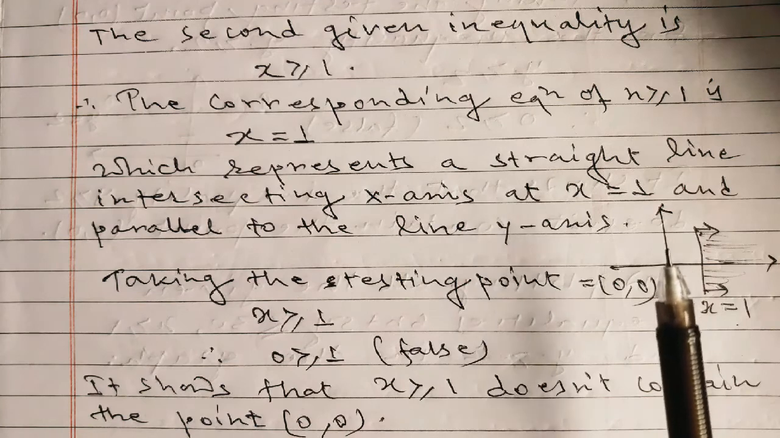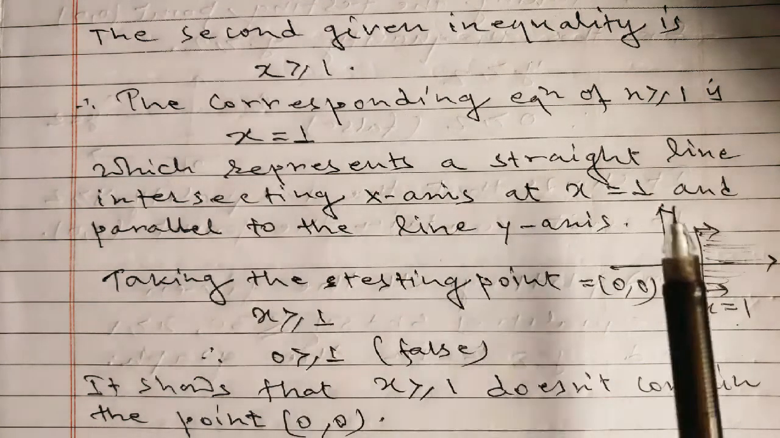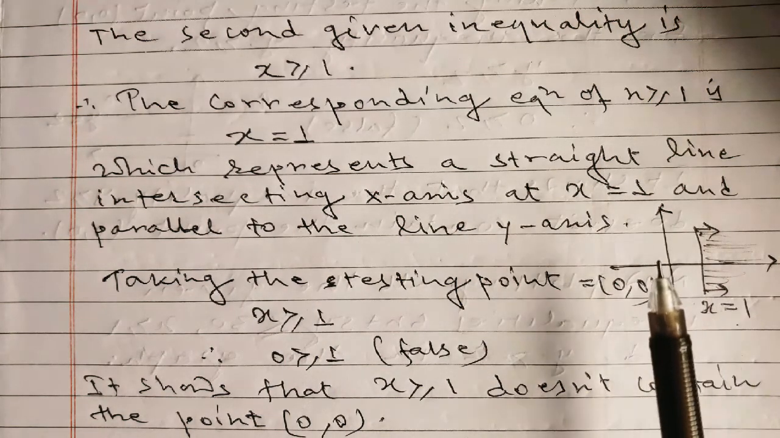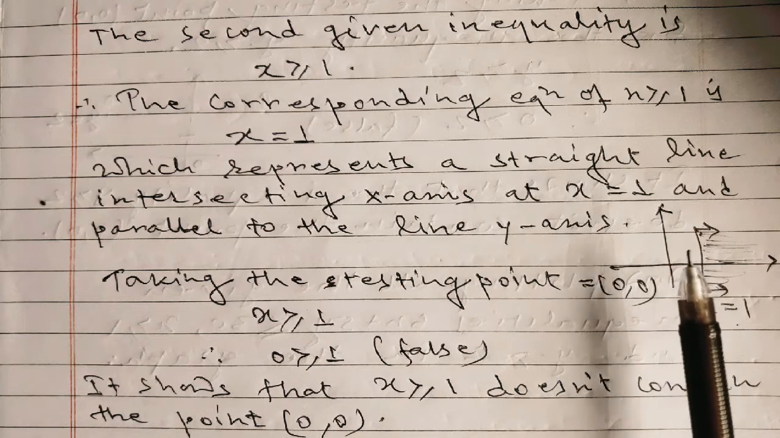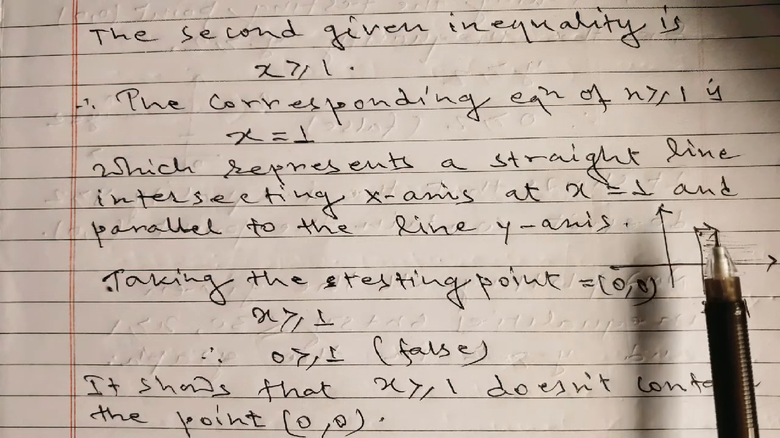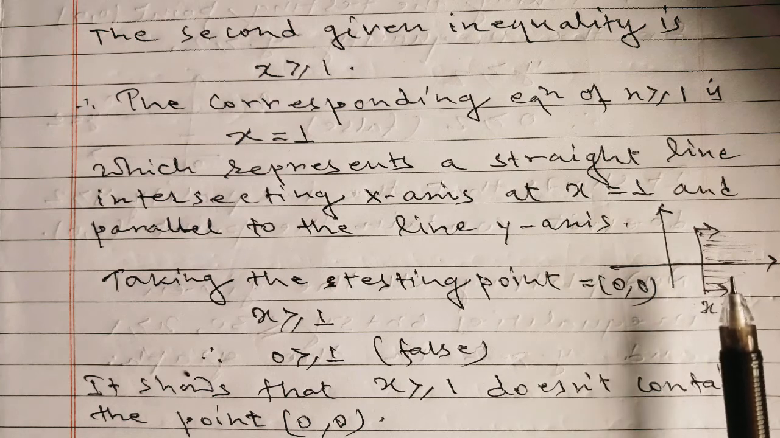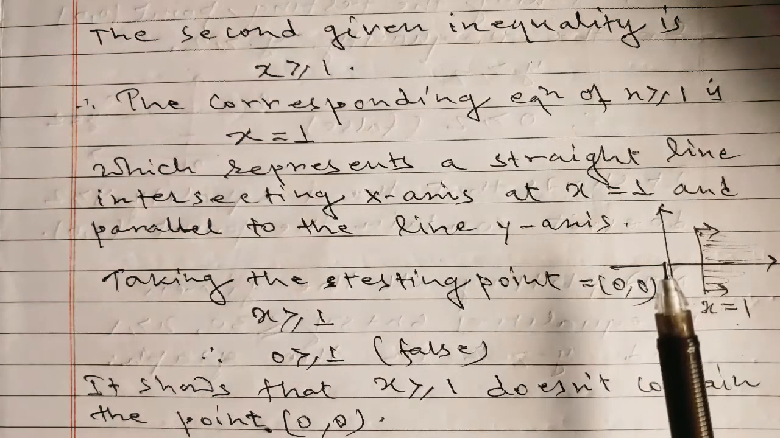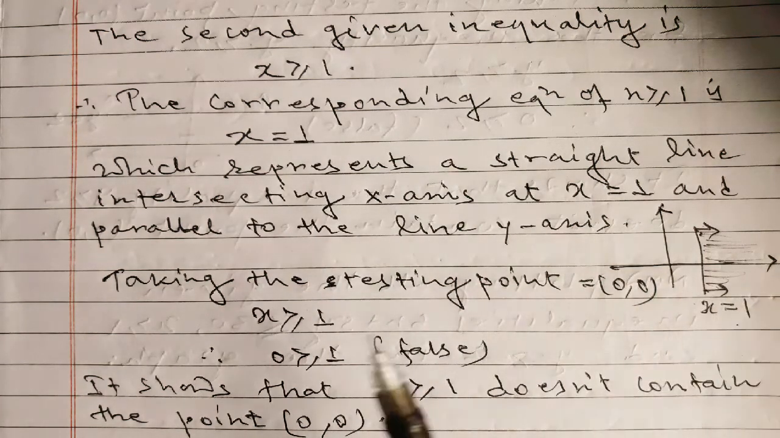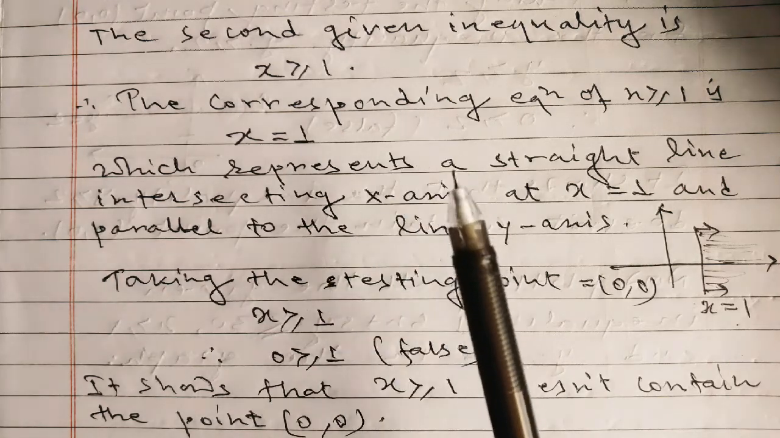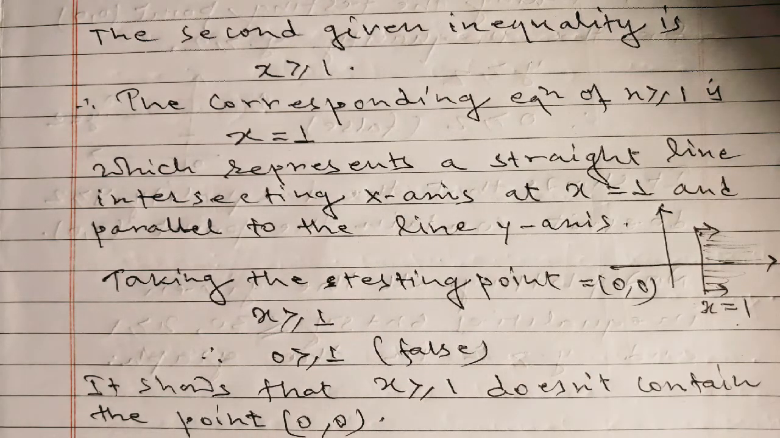While showing in the graph, first we'll draw the graph of x is equal to 1, then the region will be shown opposite of the testing point, because the inequality does not contain the testing point (0, 0). So the region represented by x greater than or equal to 1 is opposite of the testing point (0, 0). It shows that x greater than or equal to 1 does not satisfy the point (0, 0).